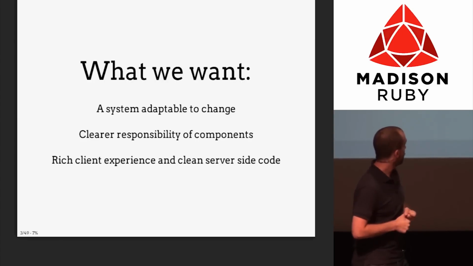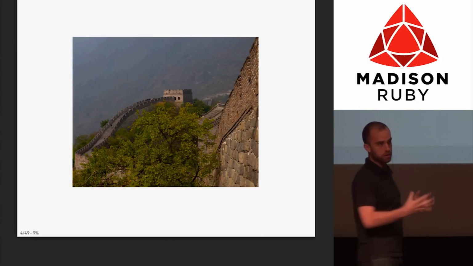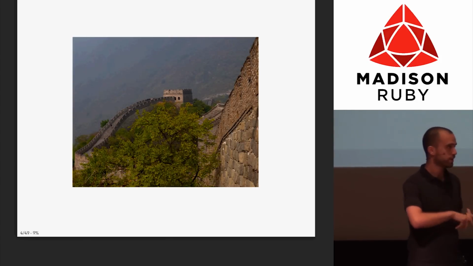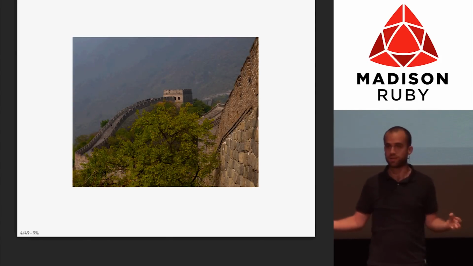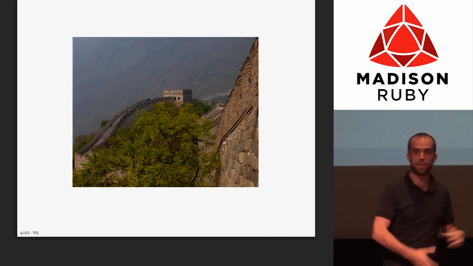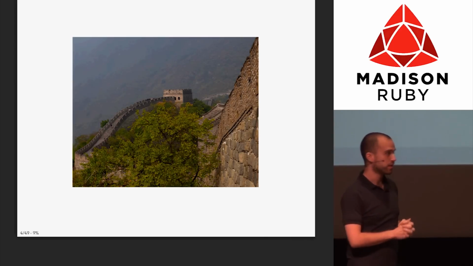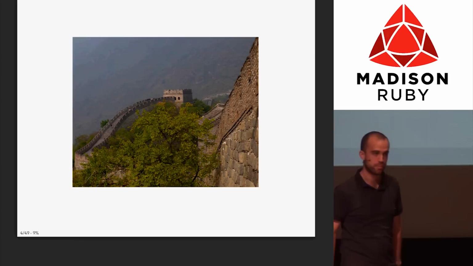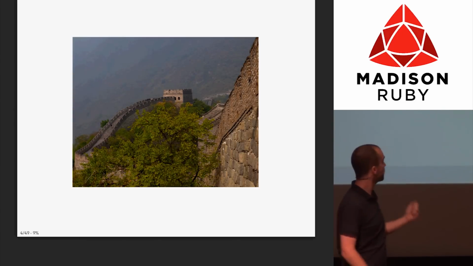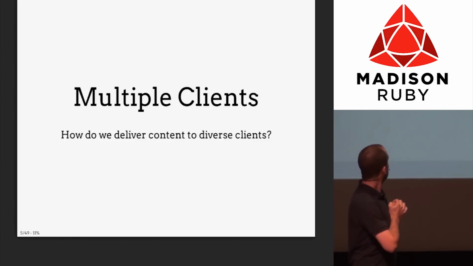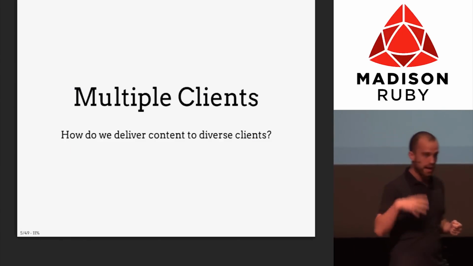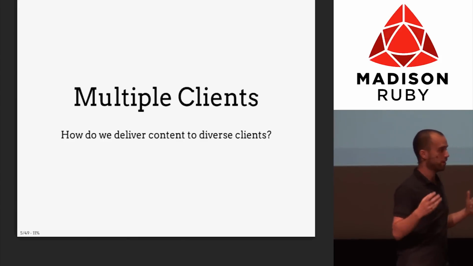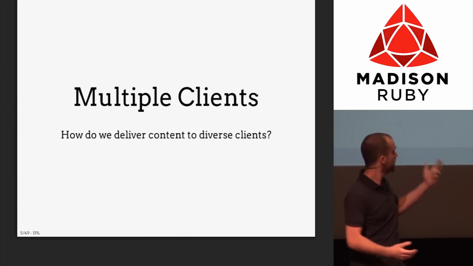So, how we're going to do that is by building the Great Wall, and the image is really between the API and the client-side code. That's where the wall goes, and that's why we chose this metaphor for building this style of architecture. So we have multiple clients, and how do we deliver information to these diverse clients?